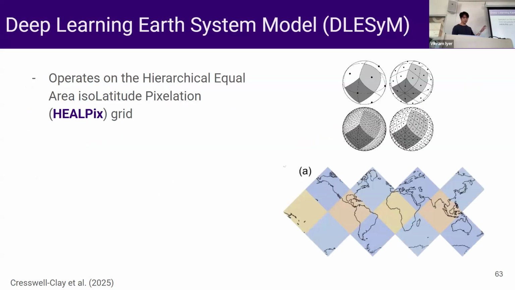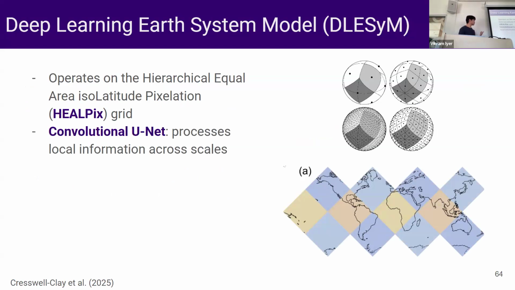The model operates on what we call the HEALPix grid, which involves these 12 diamonds, which you can see here, that you stitch together on the globe, on the sphere, to form this discretization. And then in order to get higher and higher resolution, you subdivide those diamonds recursively, by 2, 4, 8, 16, and so on.